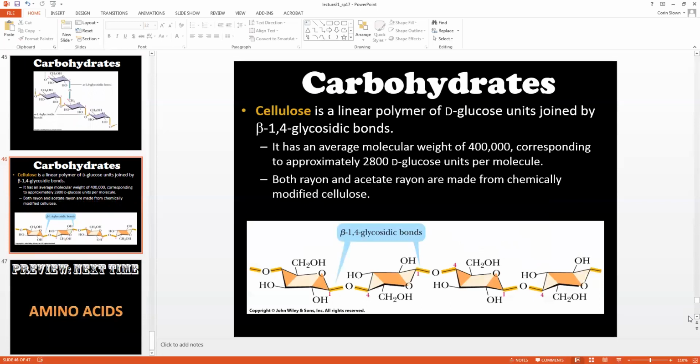And then cellulose, which is a linear polymer of D-glucose units that are joined by beta-1,4 glycosidic bonds. It has an average molecular weight of 400,000 compared to approximately the 2,800 D-glucose units per molecule. So both rayon and acetate rayon are made from chemically modified cellulose. Notice here the repeating beta-1,4 glycosidic bonds.